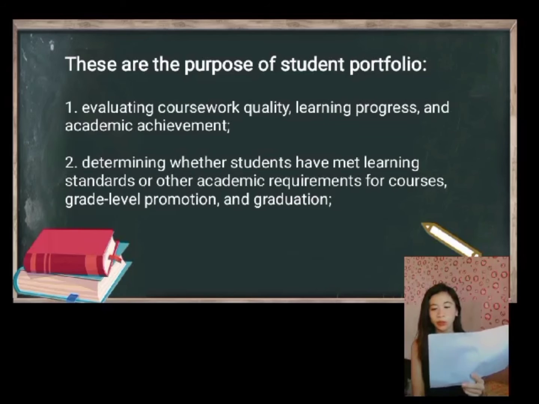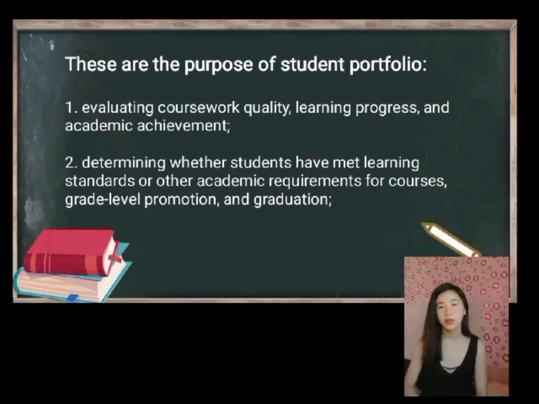In number 2, determining whether students have met learning standards or other academic requirements for courses, grade level, promotion, and graduation. For me, these are concise written descriptions of what students are expected to know and be able to do at a specific stage of their education.